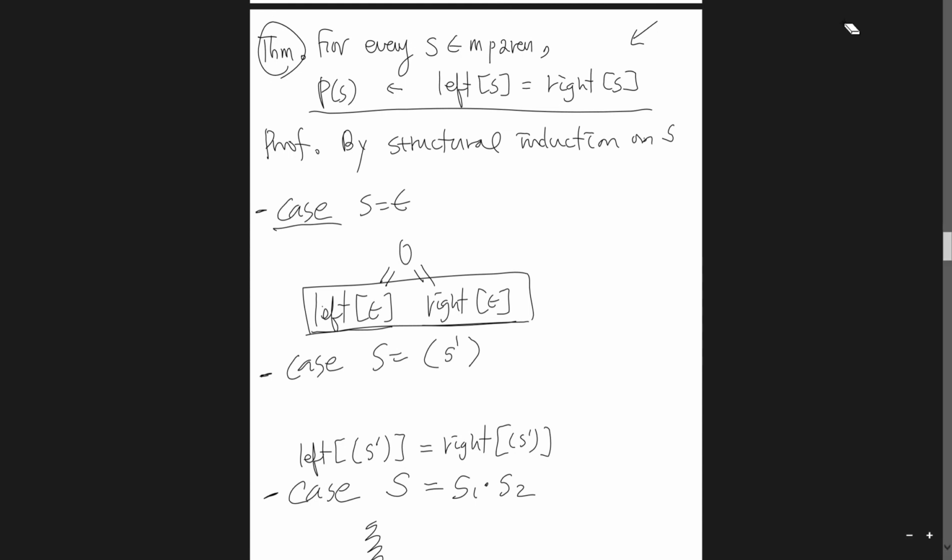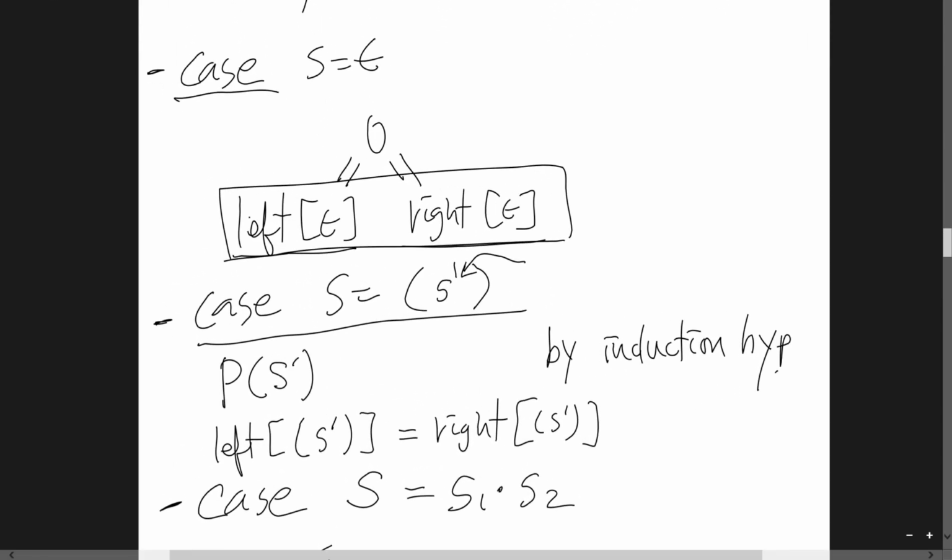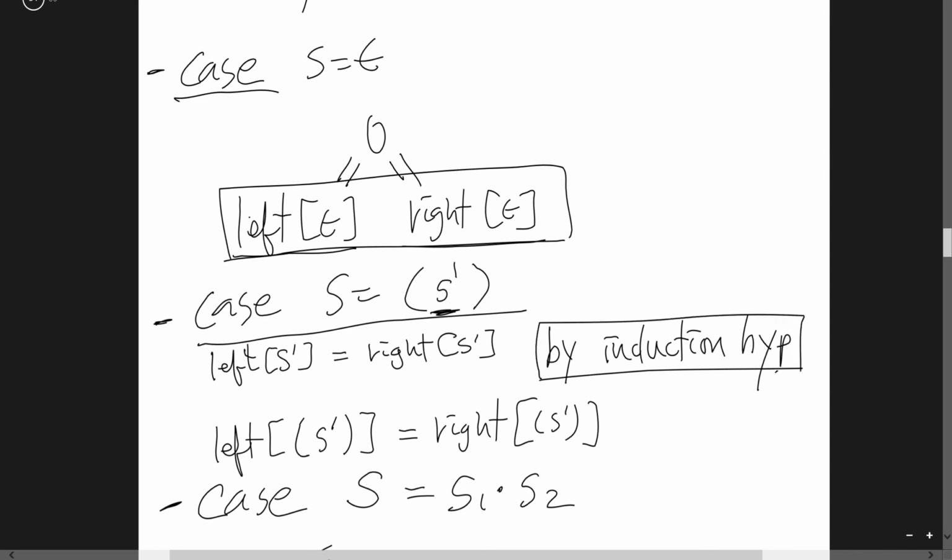For the second case, before you write the details, you want to state the induction hypothesis first. In this inductive case, we have one induction hypothesis because we have something smaller here. We'd like to state that the property P holds for something smaller, which is S prime here. This is by induction hypothesis. Notice that we write the conclusion on the left side and the justification on the right side. Let me expand this induction hypothesis. Basically, it means that left S prime, where S prime is something smaller, is equal to right S prime, and the justification is the induction hypothesis.